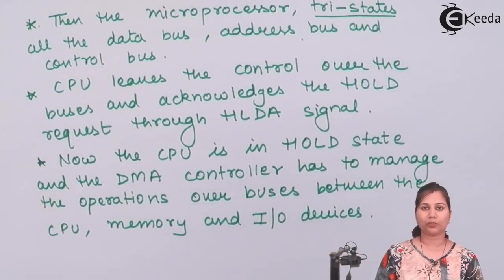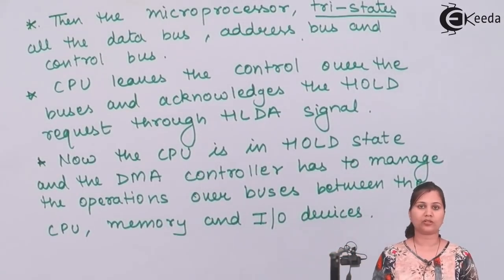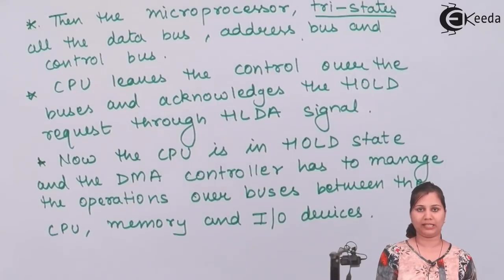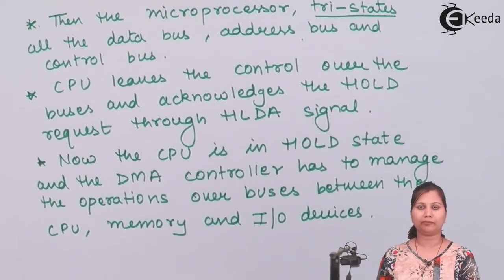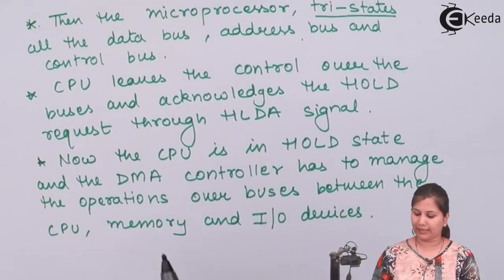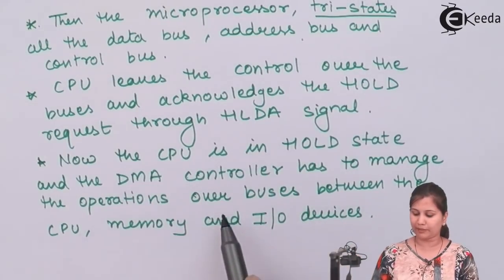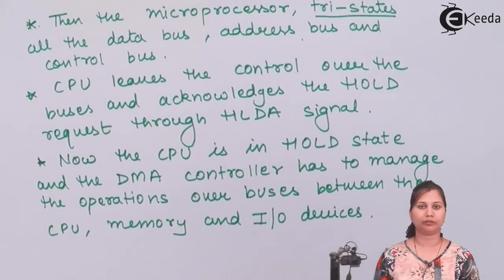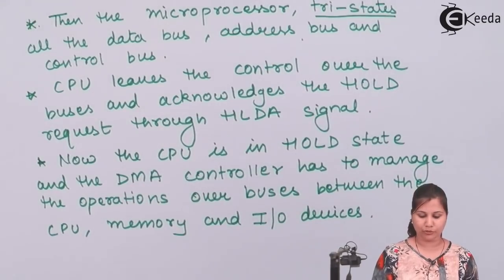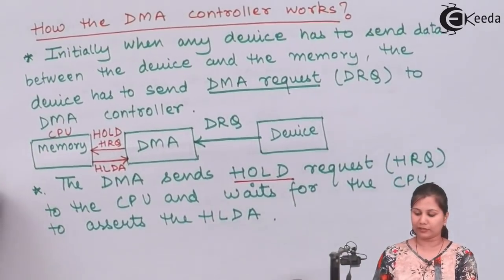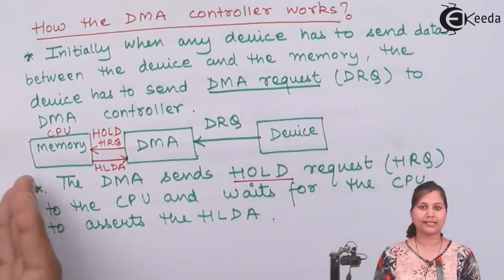Now the CPU is in the hold state because all the buses are under the control of the DMA. So now the microprocessor can perform any other function, and the task of data transfer will be performed by the DMA. And the DMA will manage the operations over the buses between the CPU, memory and the input output devices. So in this way the DMA works and it transfers the data between the device and the central processing unit.